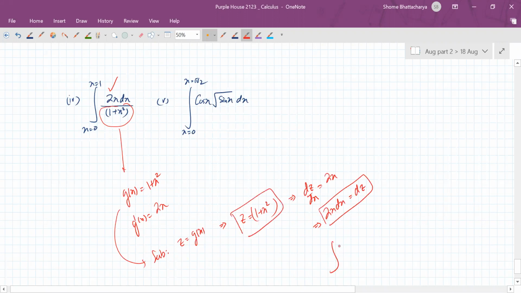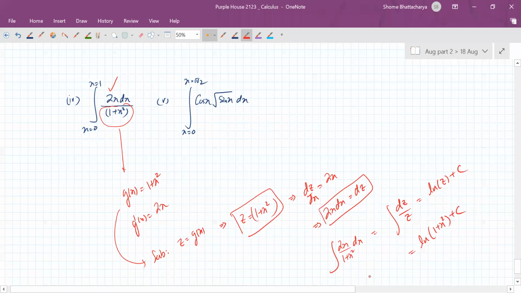So the integration of 2x upon 1 plus x squared: the numerator 2x dx can be substituted as dz, and the denominator 1 plus x squared is z. So this is ln z plus c, and z is nothing but 1 plus x squared. So this becomes my answer.